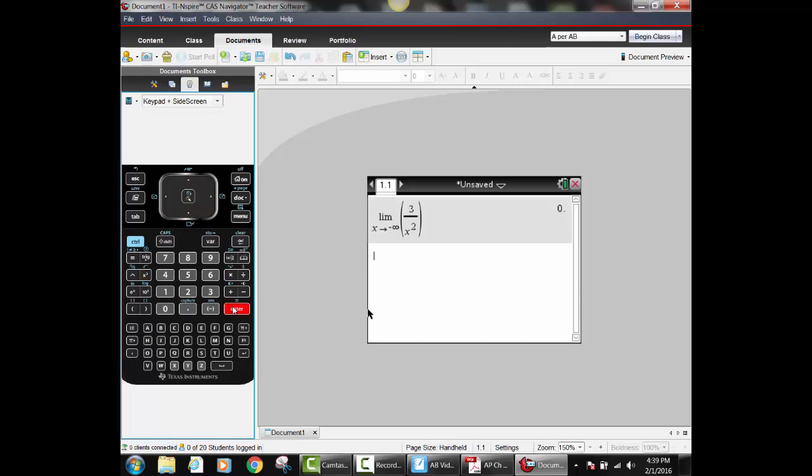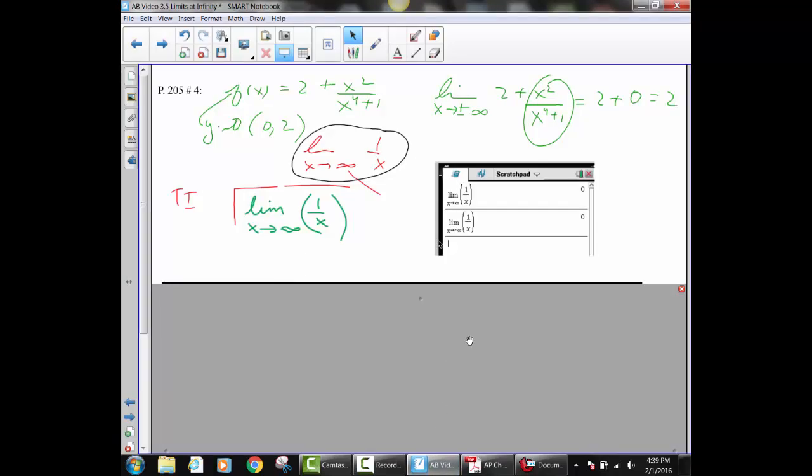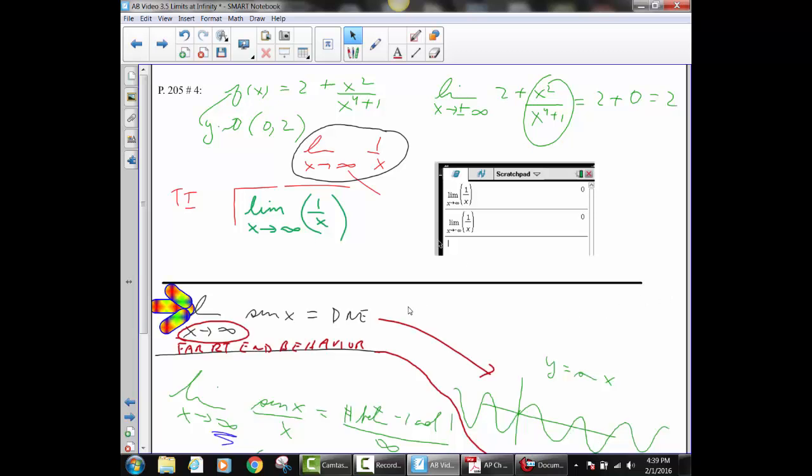Okay, so you just press enter, and voila, there's your answer. So very easy to do, which means if you wanted to try some of the trickier limits at infinity questions, and they were even questions, then you don't have the answer at the back of the book. You could actually just use your calculator to do that.